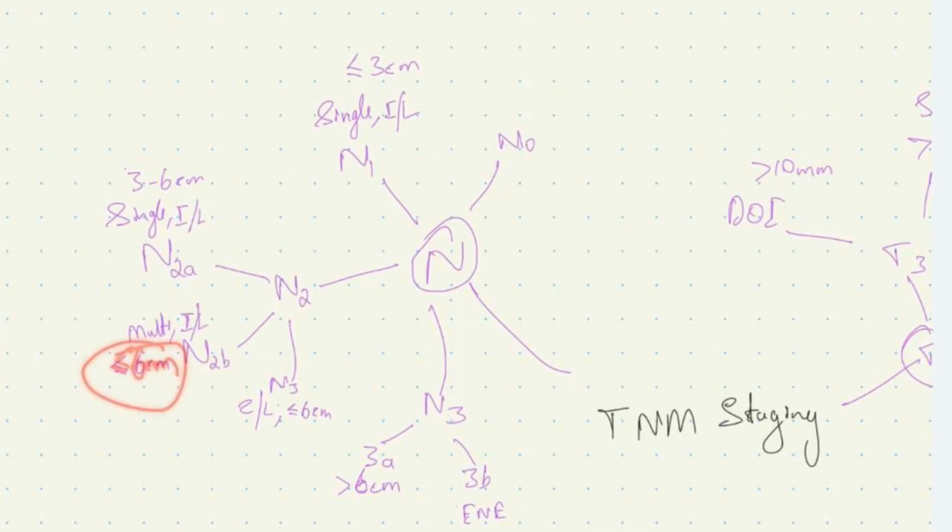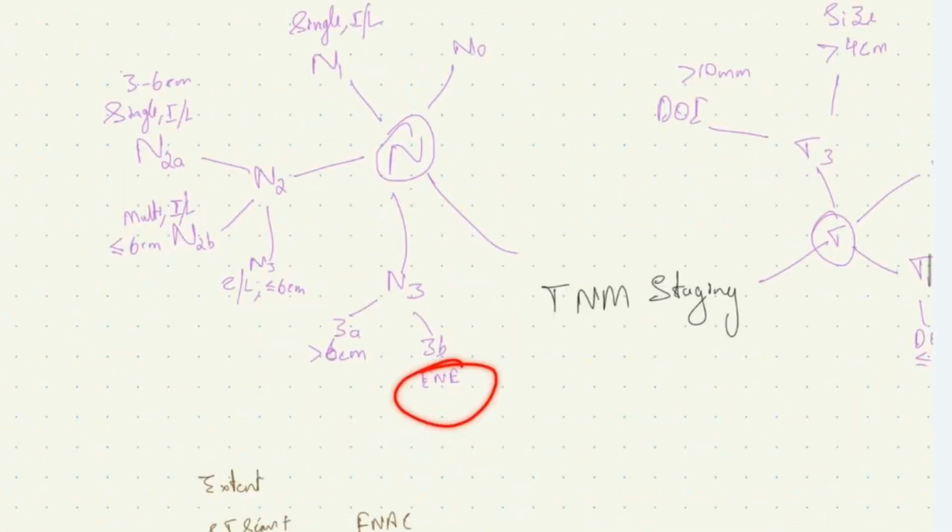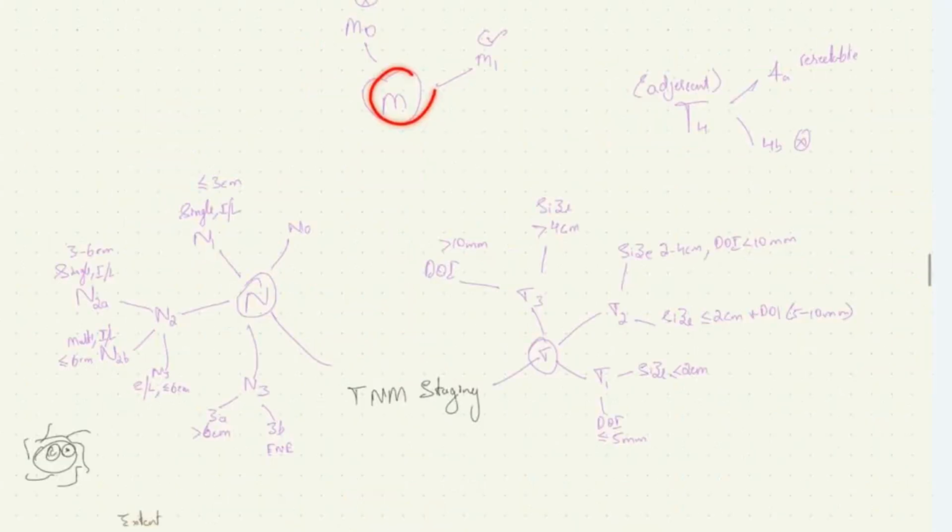N2C disease is the involvement of contralateral lymph nodes along with the lymph node size less than 6 centimeter. If the lymph node size is more than 6 centimeter, whether it is single, unilateral, ipsilateral, contralateral, it comes to N3A. If there is extranodal extension, meaning the tumor cells have gone beyond the lymph node capsule, it is classified under N3B. Metastasis M classification, we have M0, M1, where in M0 we don't see distant metastasis. In M1 we see distant metastasis.